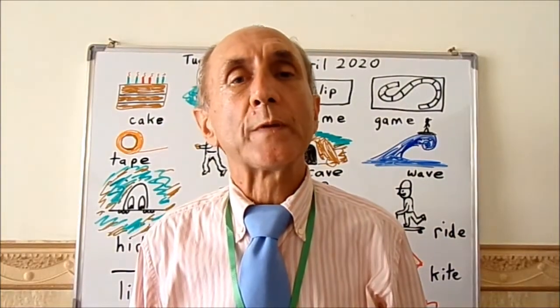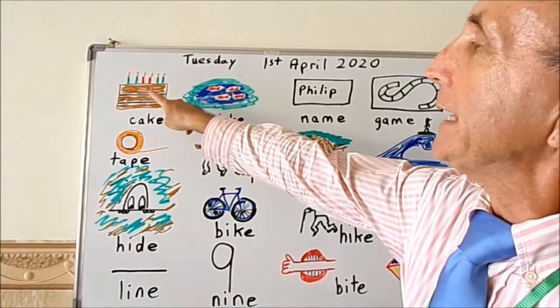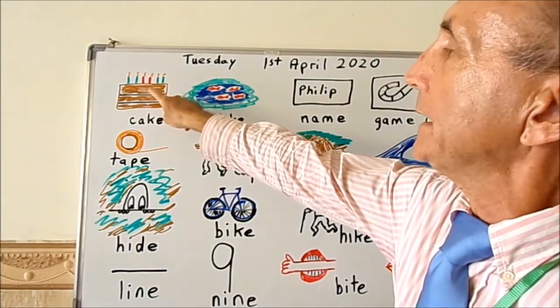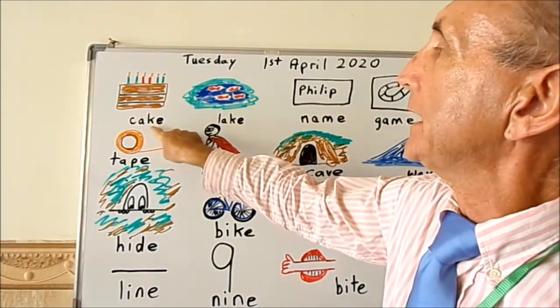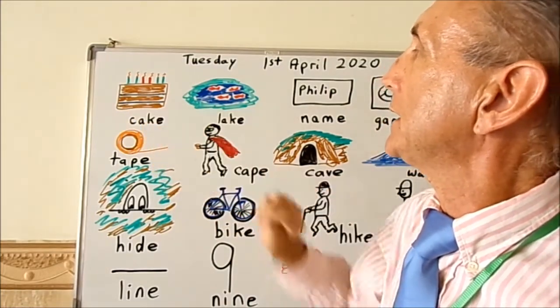Let's look at these words when they're written down. Let's look at the whiteboard. Cake. C-A-K-E, cake.